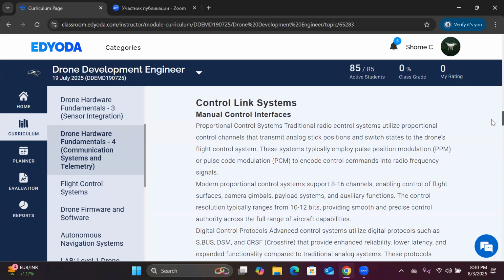Traditional radio control systems utilize proportional control channels that transmit analog stick positions and switch states to the drone's flight control system. Now, whenever this control interface comes into the picture to link to the control systems, it will typically employ a certain modulation scheme. One is called the pulse position modulation scheme and the other is called the pulse code modulation scheme. So for control link systems, for the control interfaces, we can go with either the pulse position modulation scheme or the pulse code modulation scheme.